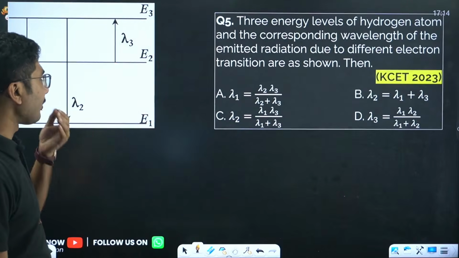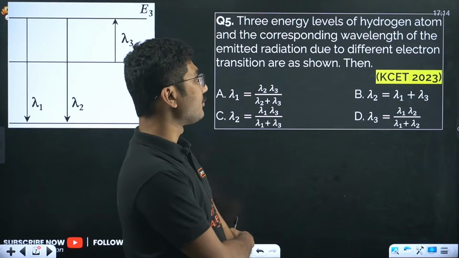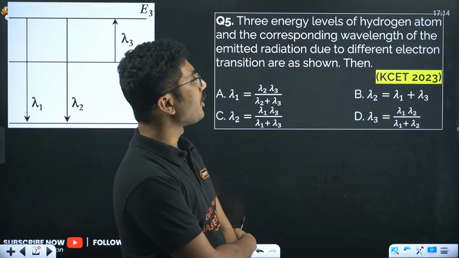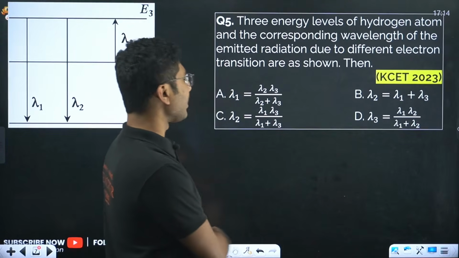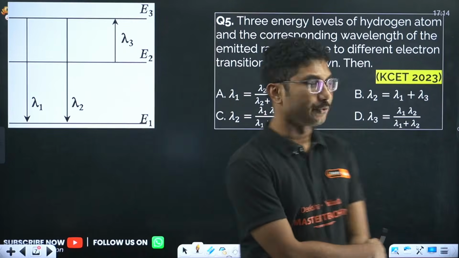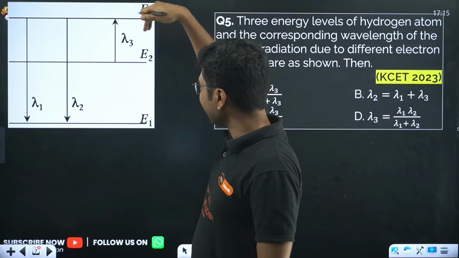Very tricky language question. Three energy levels of hydrogen atom and corresponding wavelength of the emitted radiation due to different electron transition are as shown. Here we have 3 different transitions. I think the diagram is incorrect.